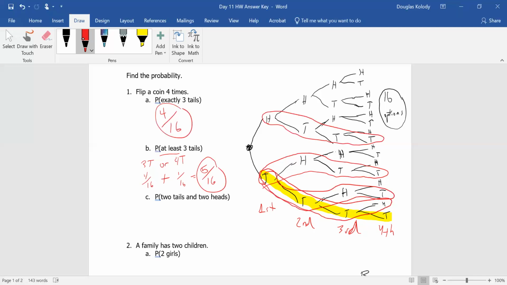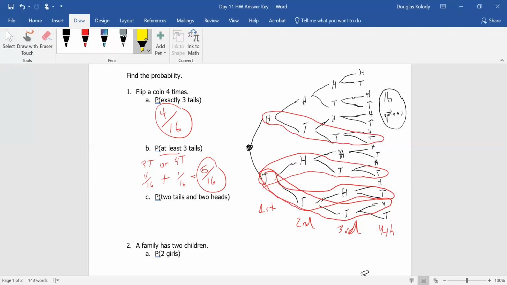Part C, 2 tails and 2 heads. Let's see here. Can I erase the highlighter? Yes, I can. Oh, that's so cool. So how many branches have 2 tails and 2 heads?